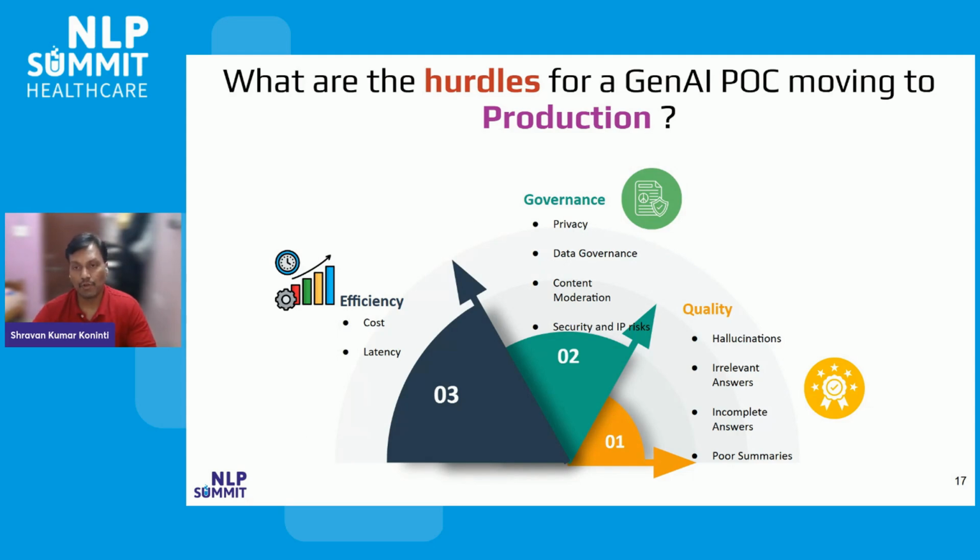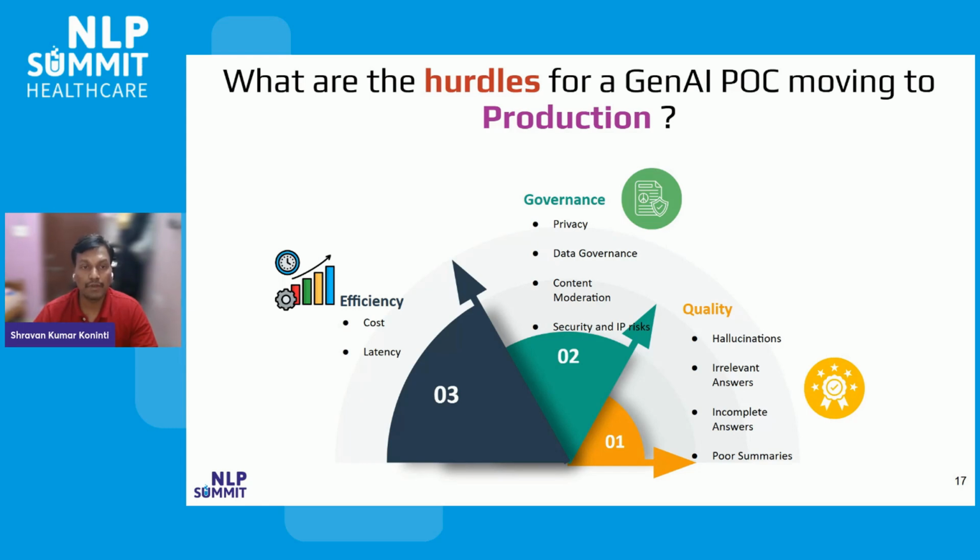When it comes to quality, it is important that we reduce the hallucinations. Whenever we are using open source models, or any generative AI model, there is a high chance that hallucination can happen. So we might need to reduce that hallucination by putting certain guardrails. Also there might be irrelevant answers, incomplete answers, poor summaries. All this relates to quality. Coming to the governance side of things, you should have your own set of security rules, privacy, and certain guardrails to protect the data.